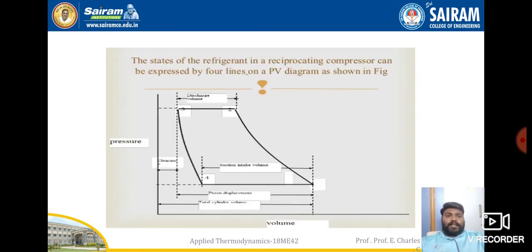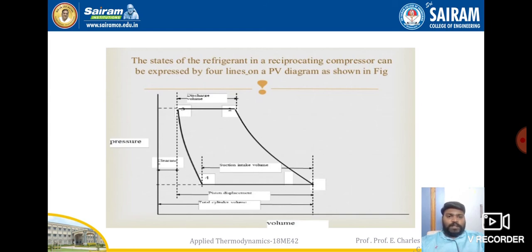And if you look at the last one, the stages of refrigerant in a reciprocating compressor. See, these are the different stages: 1 to 2, 2 to 3, 3 to 4, and 4 to 1. So there are 4 different stages. This is drawn as a pressure and volume diagram. If you look at the 4 to 1 process, that is the suction intake volume.